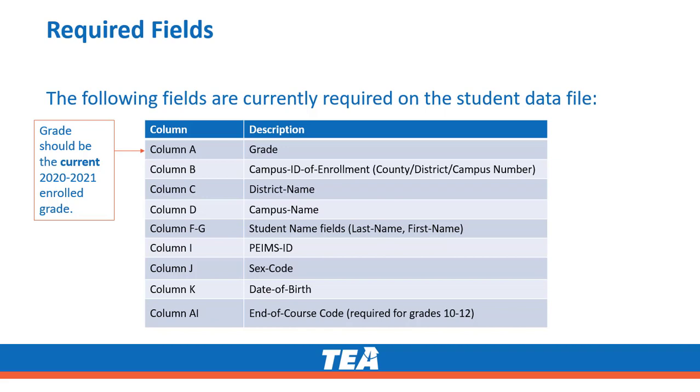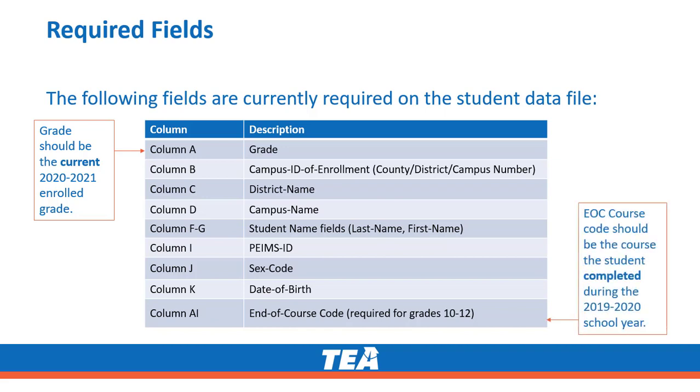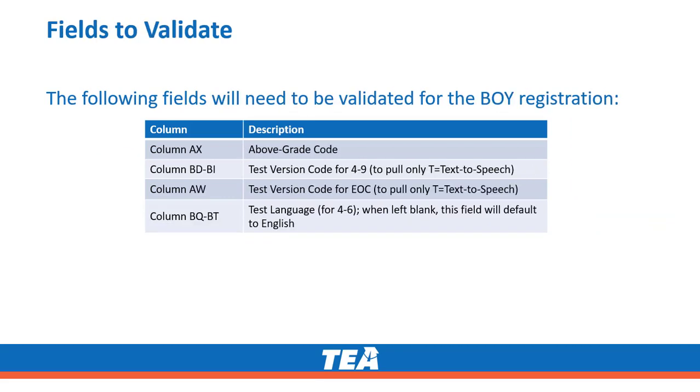Column I, PEMS ID. Column J, sex code. Column K, date of birth. And column AI, the end of course code. This is required for grades 10 through 12. The end of course code should be the course the student completed during the 2019-2020 school year.